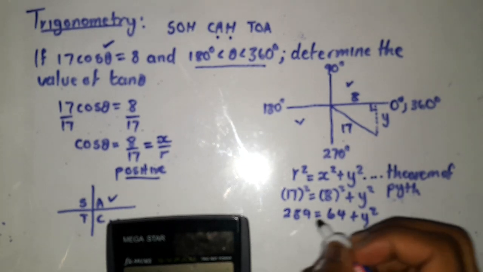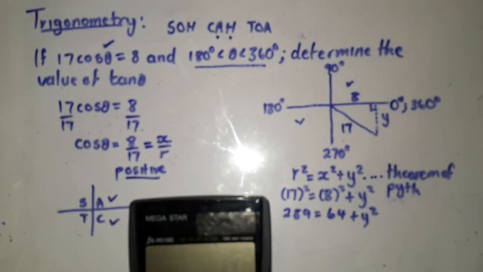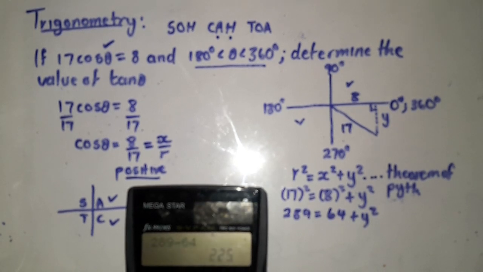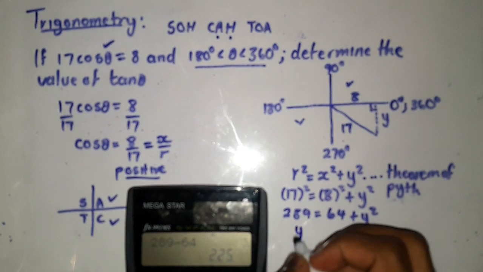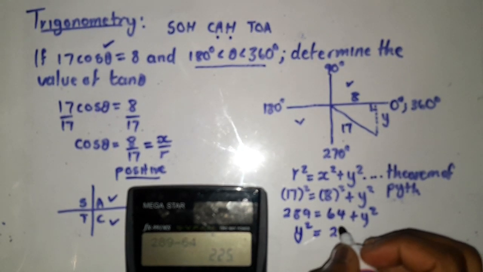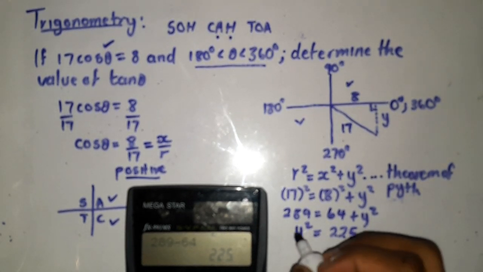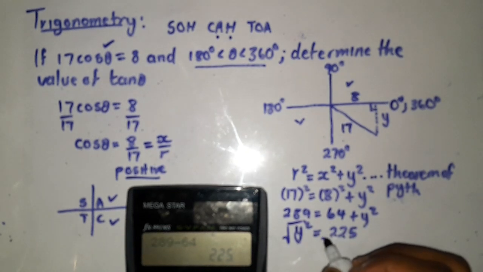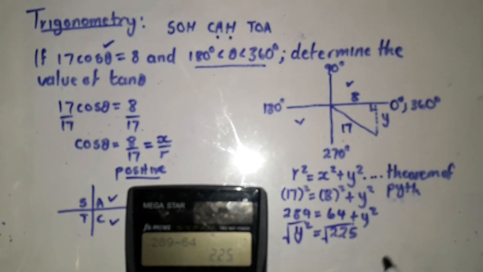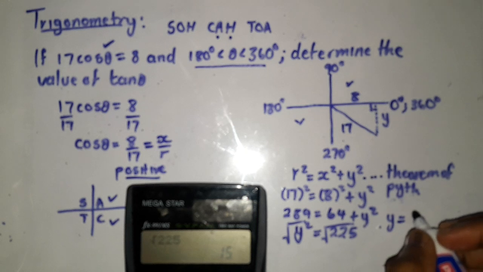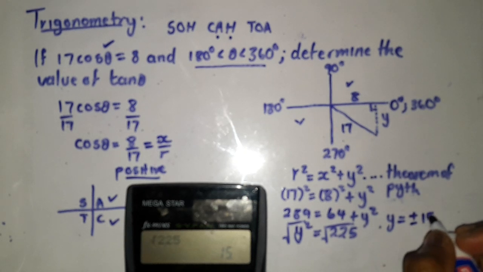At this point, let's figure out the value of y. To figure out the value of y, we need to take 64 to the other side. We say 289 minus 64 gives us y squared is equal to 225. At this point, we take the square root of both sides. Let me check the square root of 225. We write plus or minus 15.